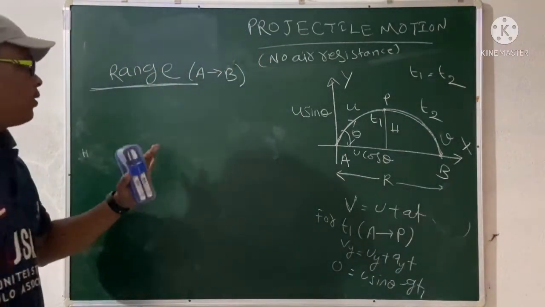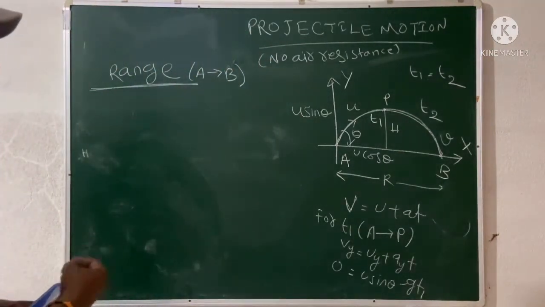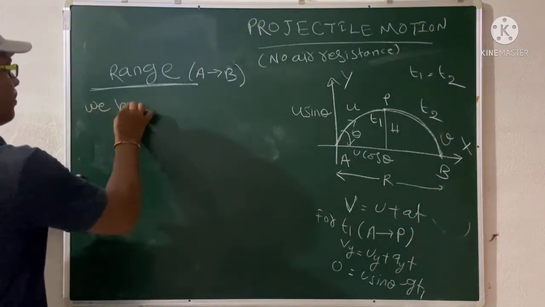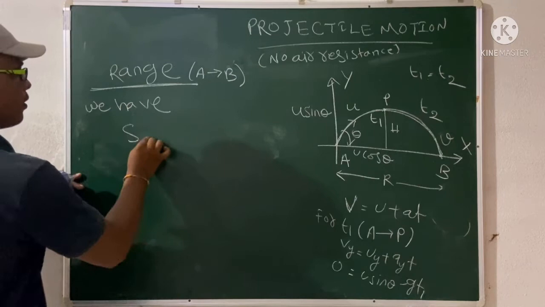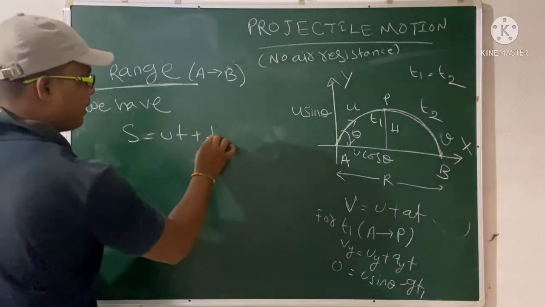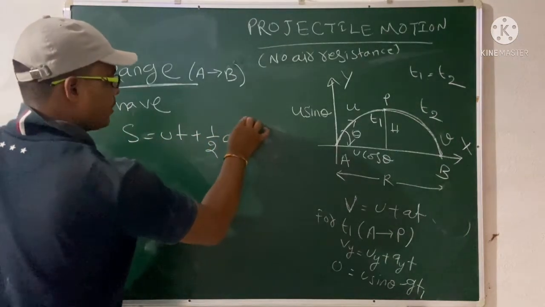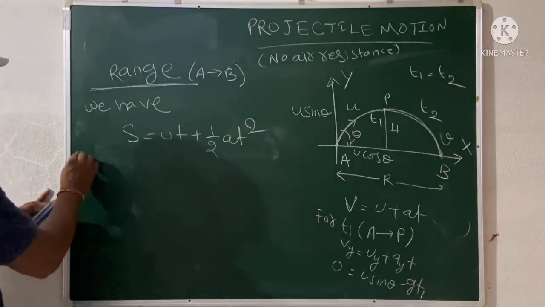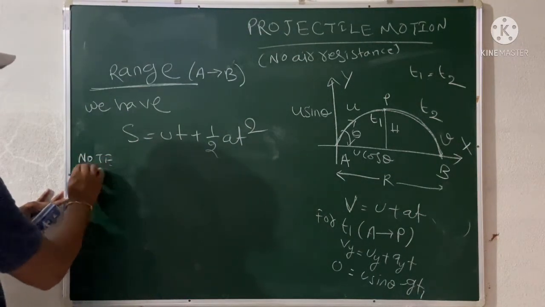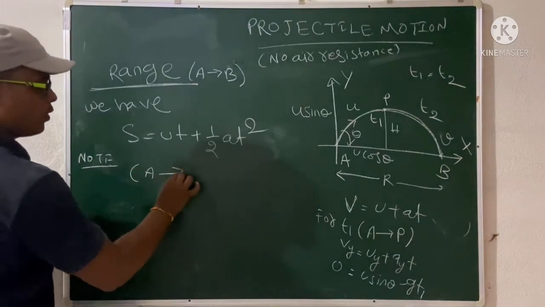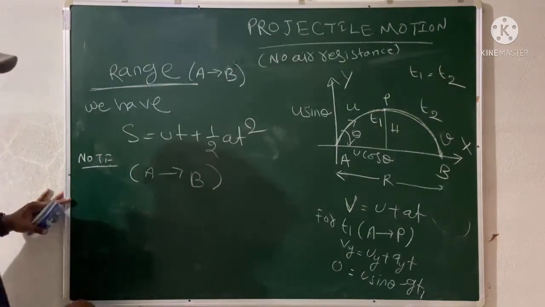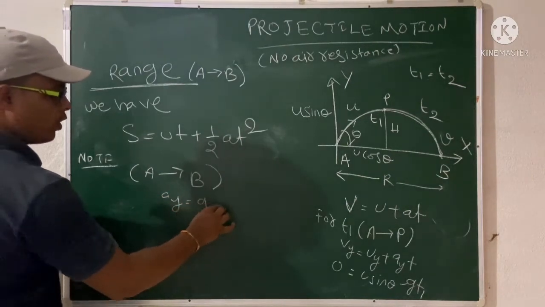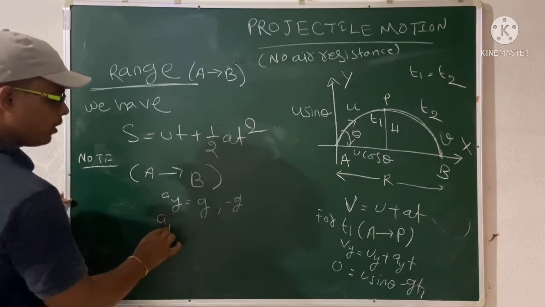Okay, so we have to find the maximum range. So what is the maximum range? For maximum range we have s equal to ut plus half at square, right? S equal to ut plus half at square. Just note that when we are moving from A to B, that means we are moving, so our Ay can be g or minus g. But what will be the Ax?